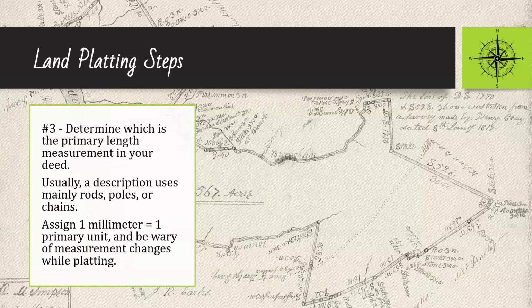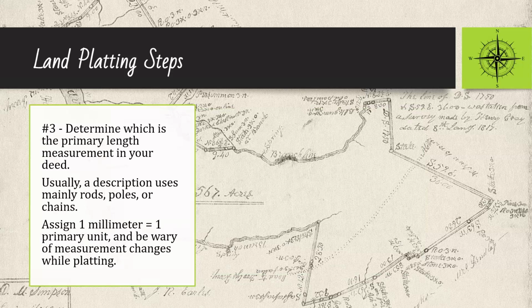You need to make sure that you're noticing in your deed what the primary length unit of measurement is. So often, like I said, rods, poles, or chains. You want to assign 1 millimeter to one primary unit. So that's going to be your scale.